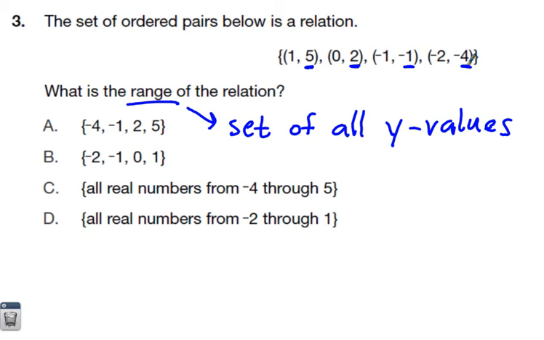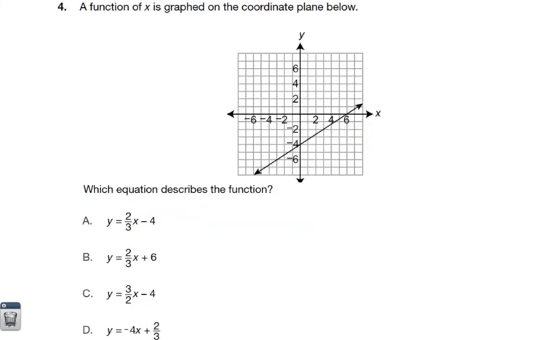They put them in order, which is normal. It's normal that they put all those y values in numerical order from smallest to greatest. And yep, A. That's it. The range is all the y values. The domain is all the x values.